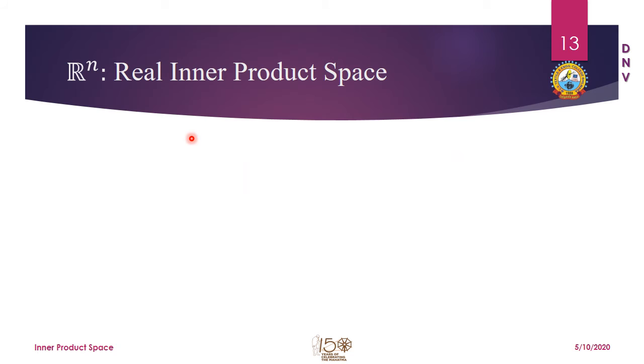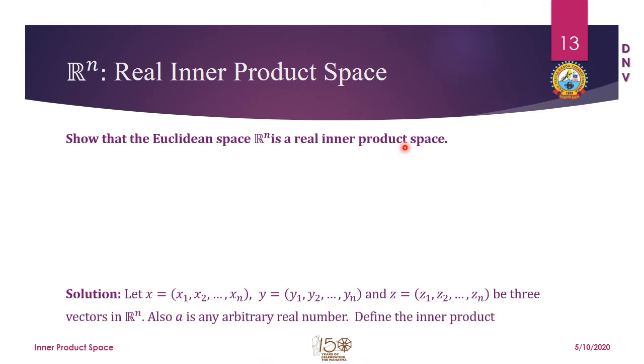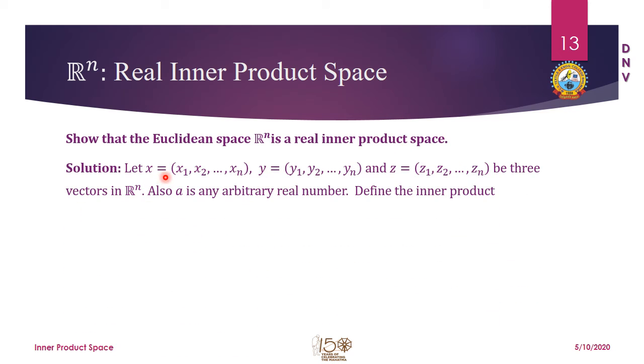We take up the example, and we have to prove that the Euclidean space R raised to the power n is a real inner product space, and for that we need to show that the Euclidean space Rn satisfies the inner product axioms. What we are going to use is three vectors x, y and z in Rn, and a be any real number. Then we define the inner product by this expression: x comma y equal to x1 y1 plus x2 y2 up to xn yn.